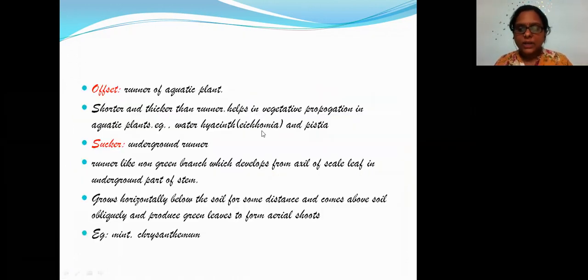Eichhornia is its botanical name. Please keep Eichhornia also in your mind. And Pistia is also an example which they used to ask. So the main thing: it's an aquatic plant.